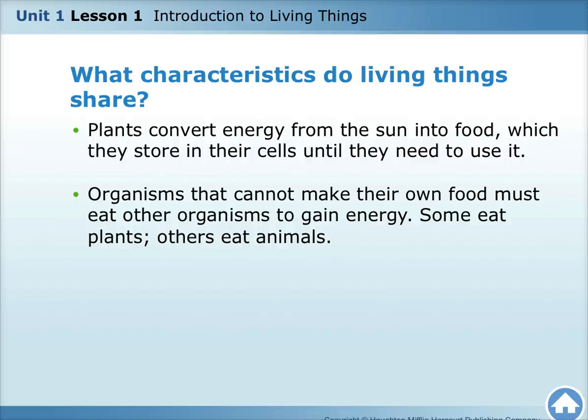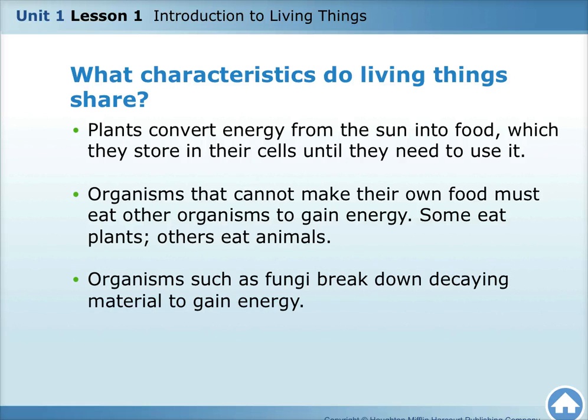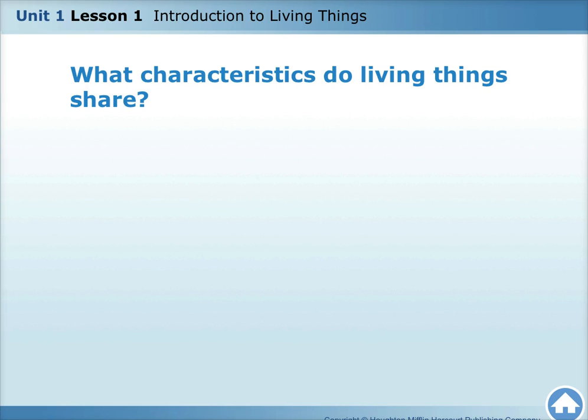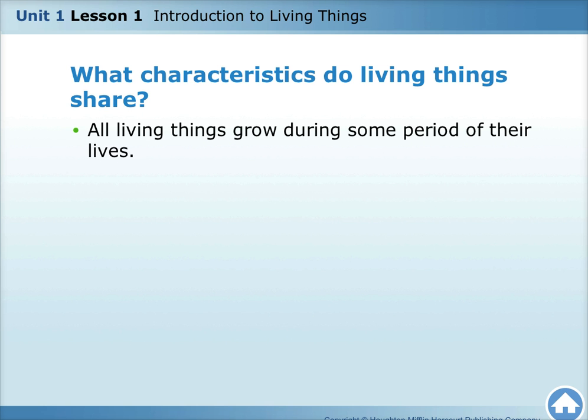Some eat plants, others eat animals. Organisms that cannot make their own food are called consumers. The ones that eat plants are called omnivores. The ones that eat animals are called carnivores. Organisms such as fungi break down decaying material to gain energy. They are called decomposers.